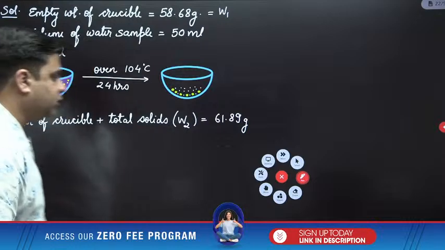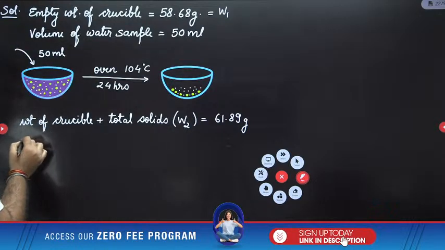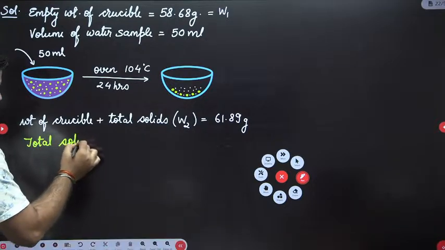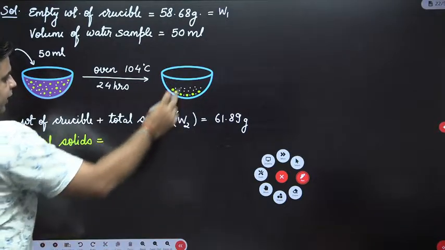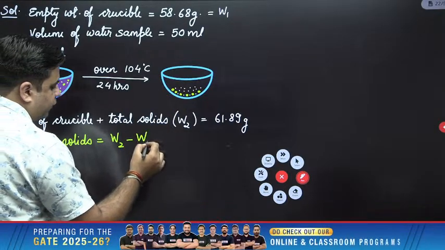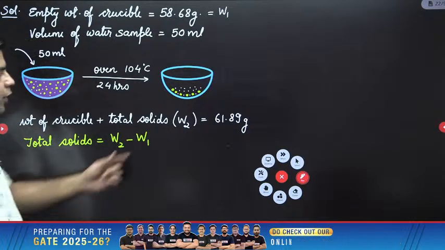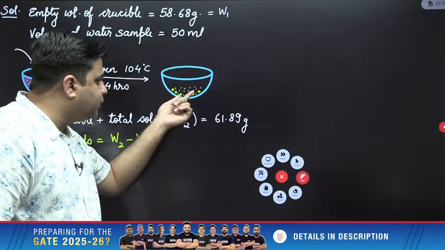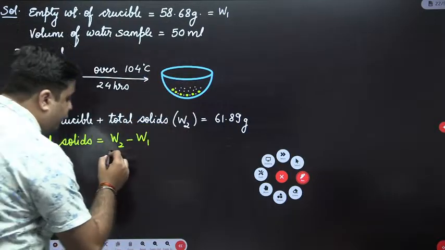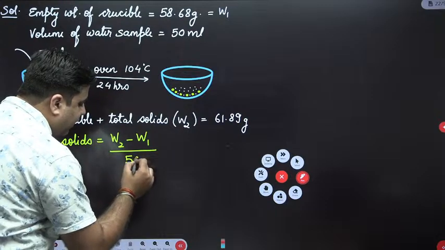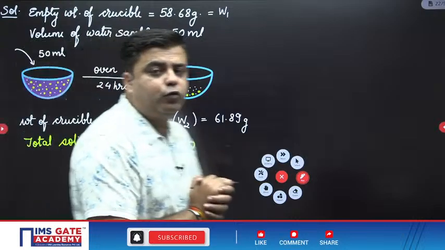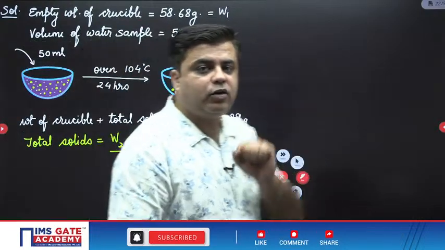Calculate the concentration of total solids. So total solids concentration is weight of crucible plus total solids, that is W2, minus empty weight of crucible. So this will give you the weight of total solids present in this crucible. Now these total solids are present in 50 ml of the water sample. So divide by 50, multiply by 1000 to get the amount of total solids present in 1 liter of the water sample.